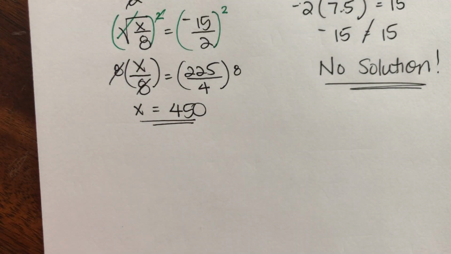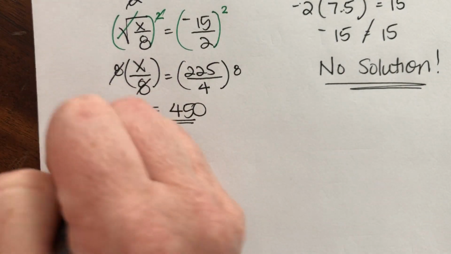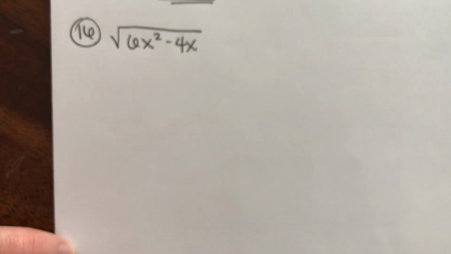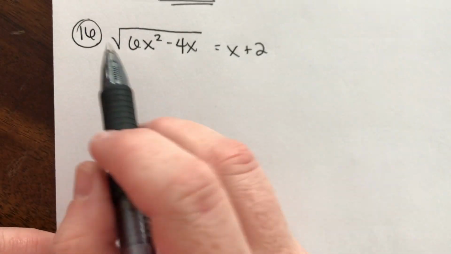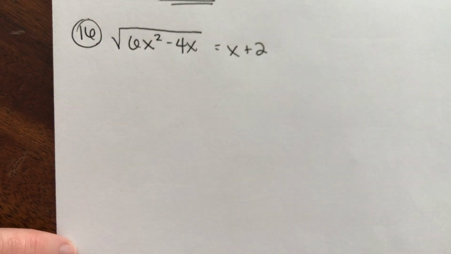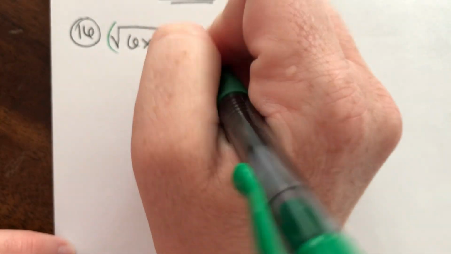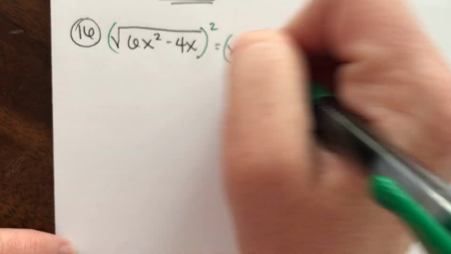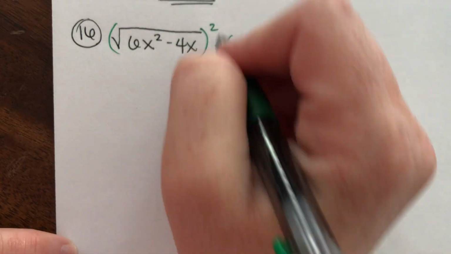Okay, and then the last problem we're going to do is number 16. For number 16, we have the square root of 6x squared minus 4x, sorry, equals x plus 2. All right, so first thing we want to do is make sure our radical is by itself, which it is, so then I can get rid of it by squaring. And whatever I do on one side, I've got to do to the other.